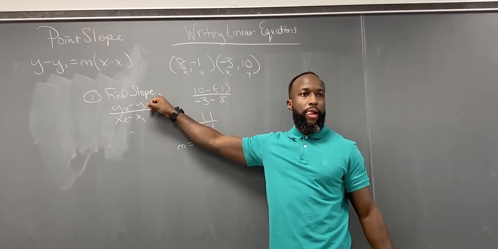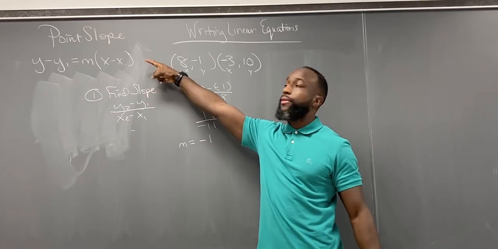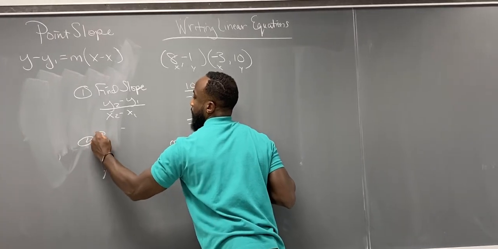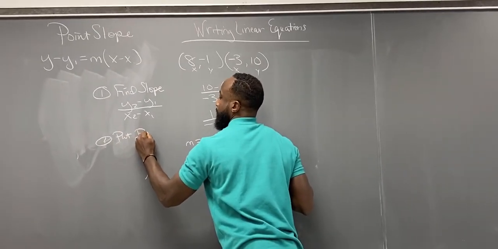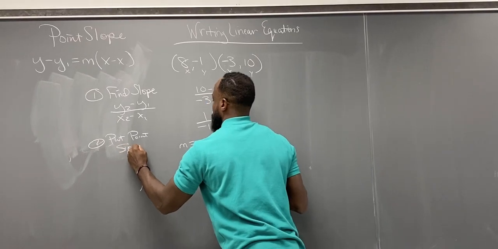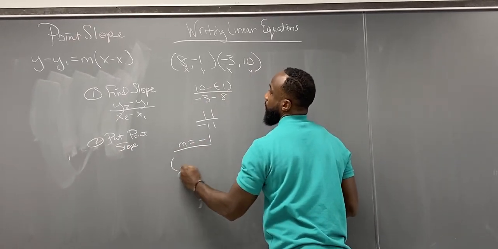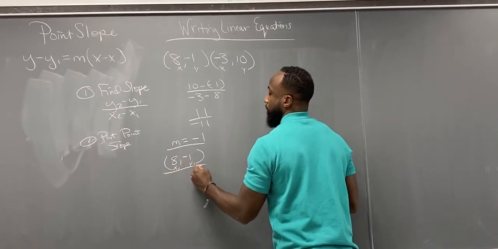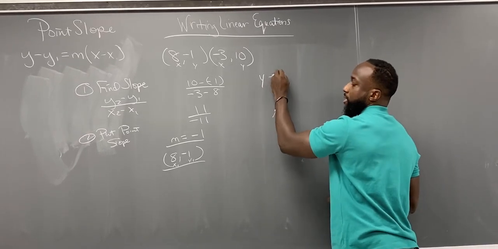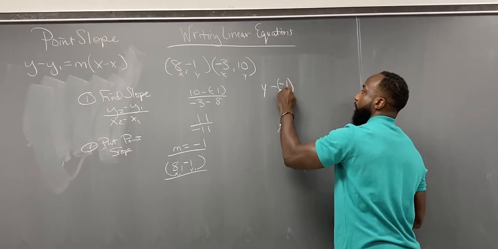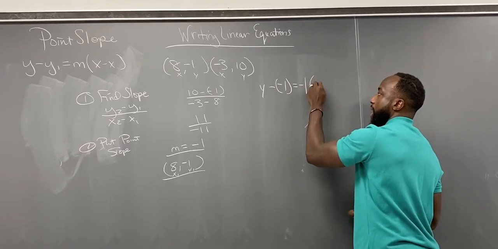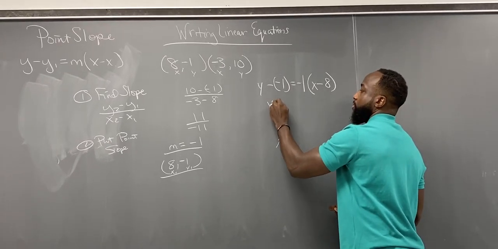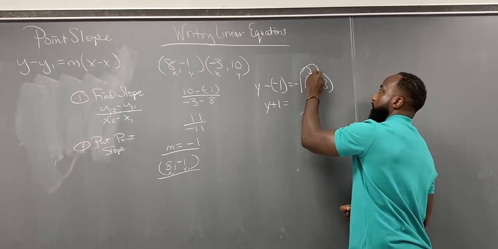What's the next thing we need to do? Put it in point slope form. Yes, number 2. We got the slope, and we'll use the first point, 8, -1, so that's x1, y1. Here we go: y minus y1, -1, equals m times x minus x1. So y plus 1 equals -1 times x minus 8. The next thing we're going to do is distribute.